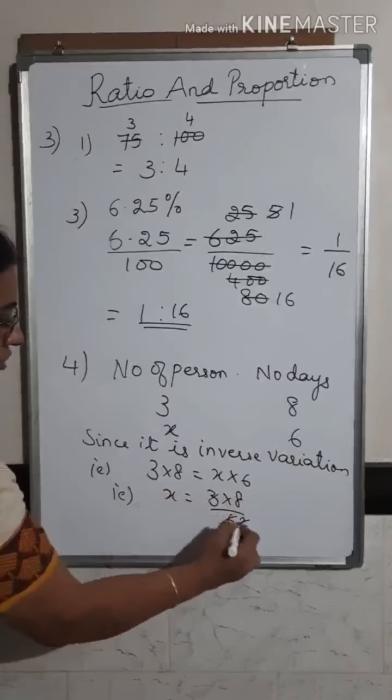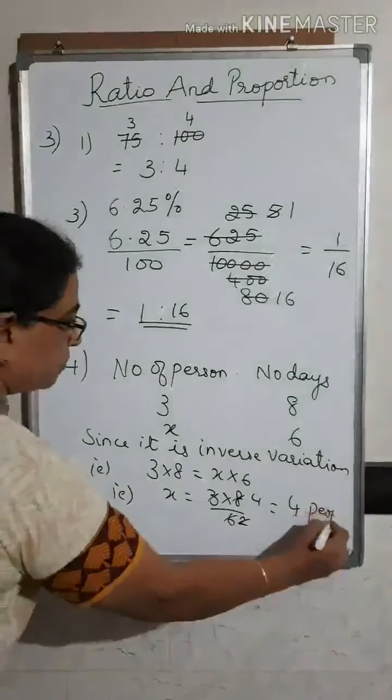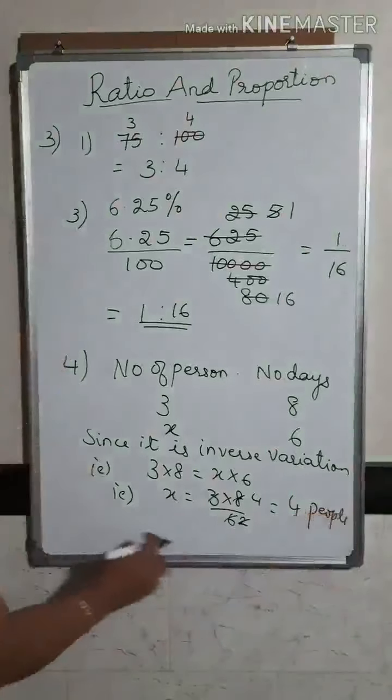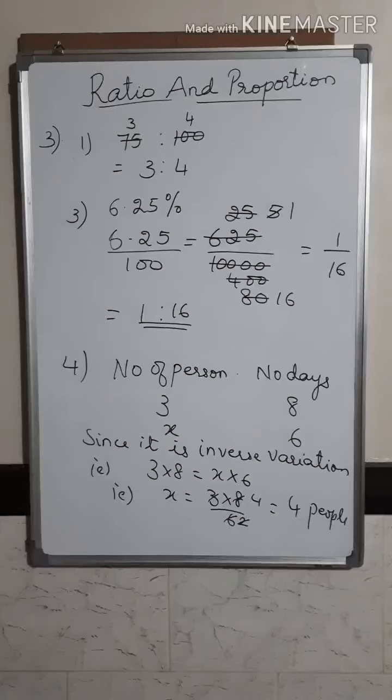3 1s are 3, 3 2s are 4. So you will get 4 people, or 4 persons, are required. So finally you have to write the final statement. Therefore the number of people required to complete the building in 6 days is equal to 4.